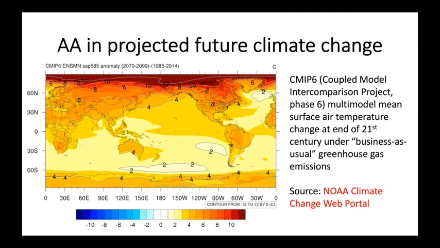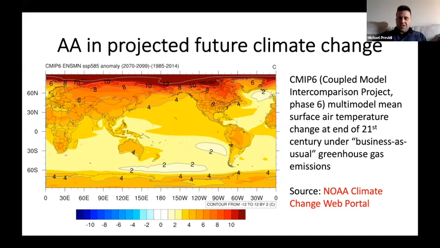I could just pop in again for a moment. You'll see the source here is listed as NOAA's climate change web portal. And on the Earth to Class website for this program, you'll find a link to some activities from the climate change web portal. Yes, and so that's why I've highlighted that in red. That's where I was going next with this.